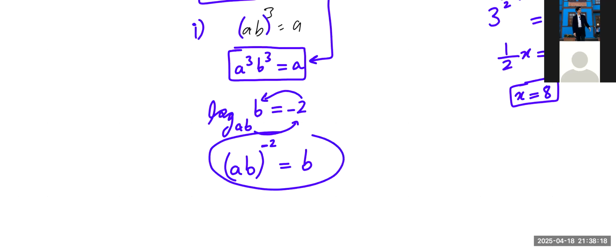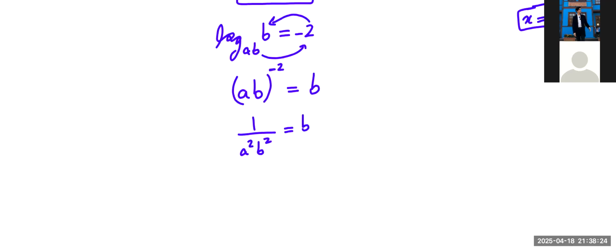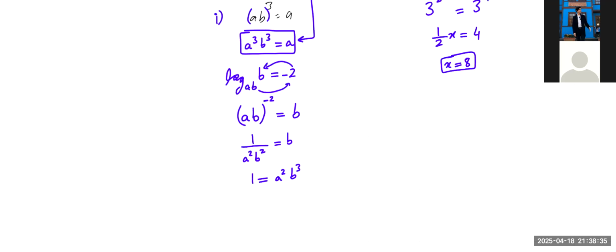Let's write this down. First of all, this means 1 over a squared b squared equals b. If I multiply both sides by a squared b squared, I will get a squared b cubed equals 1, which is what we're trying to prove. So this is equivalent to this, and that is equivalent to that, because I've only done algebraic things, so I haven't done anything illegal so far. This is what I'm trying to show.